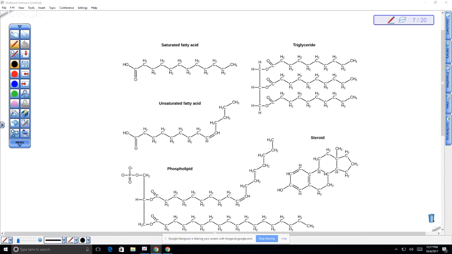Okay, so what type of organic molecule is a triglyceride? Is it a protein, a carbohydrate, a lipid, or a nucleic acid? Anybody know? It is a lipid. So a triglyceride is a lipid, and this is the type of lipid that we use to store as energy. So this is what is found in your fat cells.